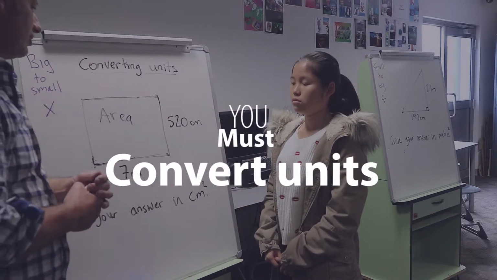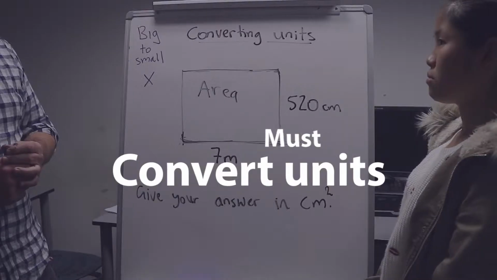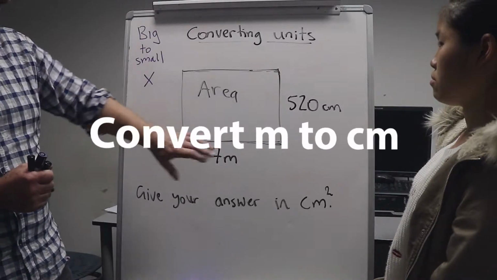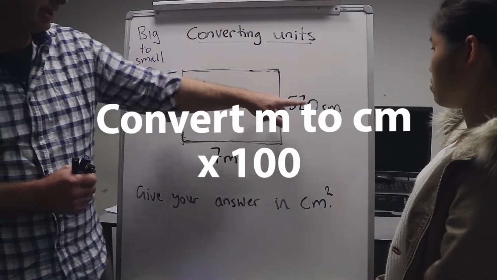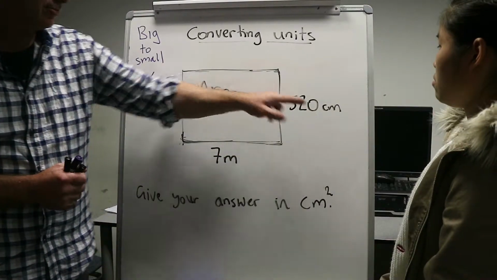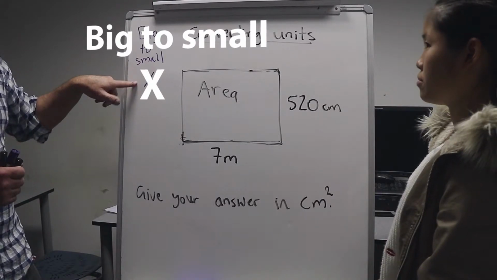We need to convert one of these to the other unit. If we look on the question, it tells us to give your answer in centimetres. So we have to change the metres to centimetres. Metres is big, centimetres is smaller. Big to small, we need to multiply.